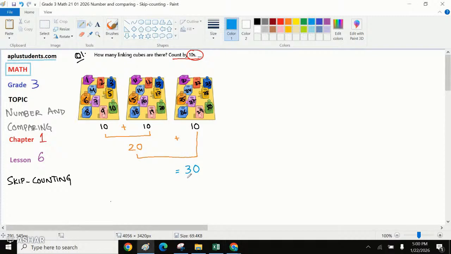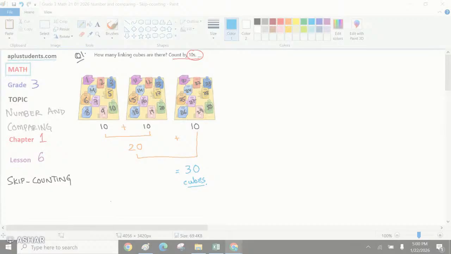So we can say there are 30 cubes all together. How many linking cubes? There are 30 cubes. Rather than counting each and every one, what we do is count the groups. Okay. So let's see in the next question, what do we have? The next question says, okay, let's count by tens. Okay. Sorry, count by fives in the next question.